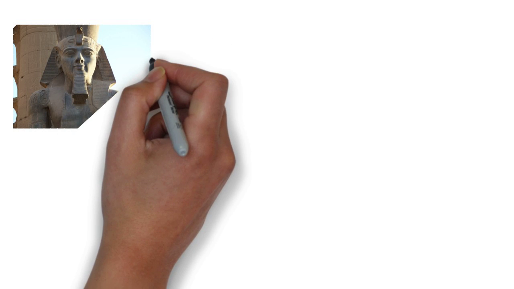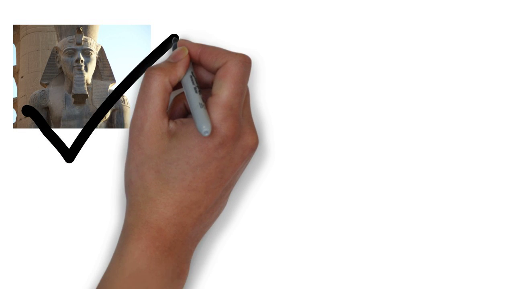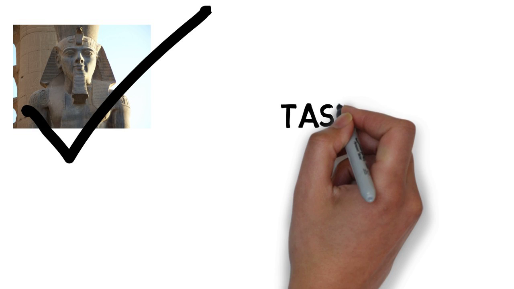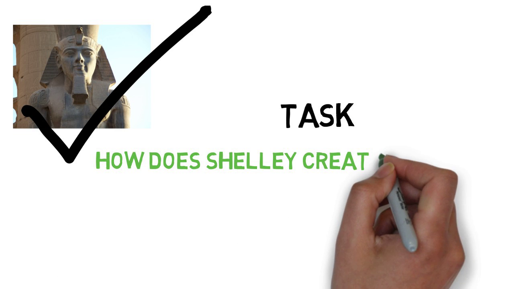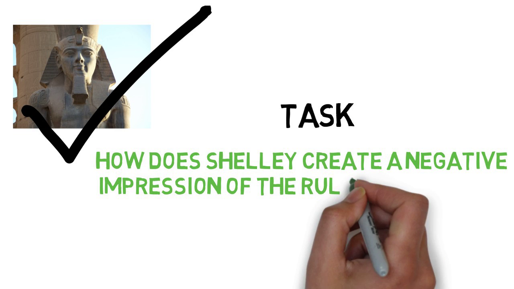Once you feel you've gotten to grips with this poem, have a go at answering the following question. Feel free to message me your responses for some feedback. How does Shelley create a negative impression of the ruler Ozymandias in this poem?